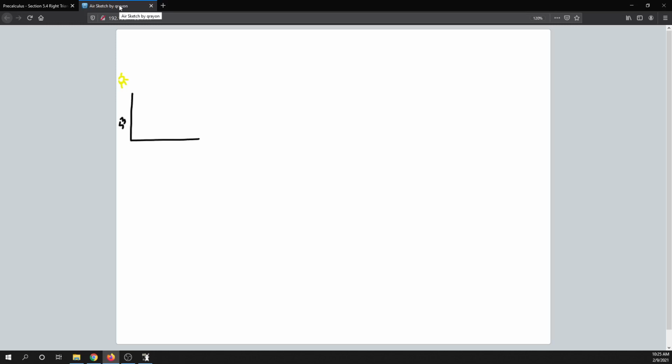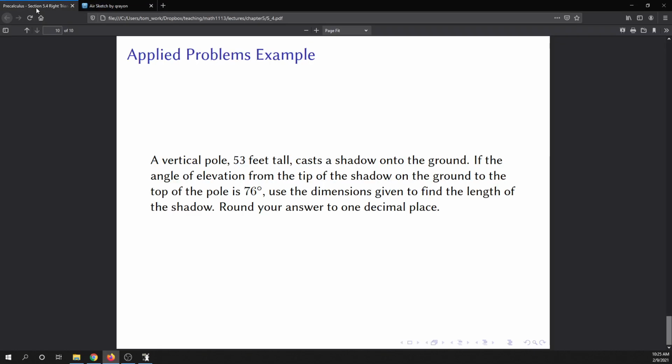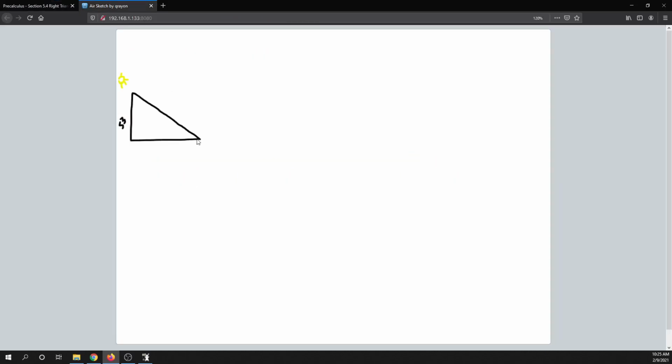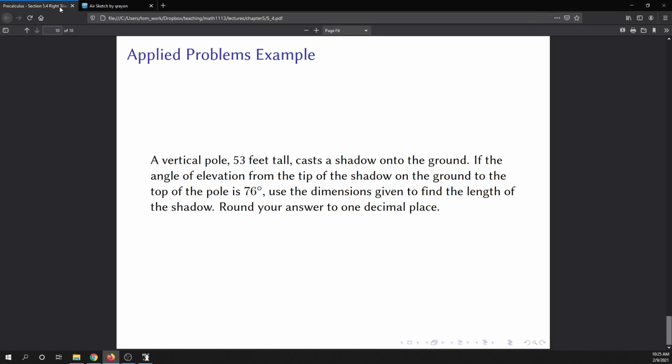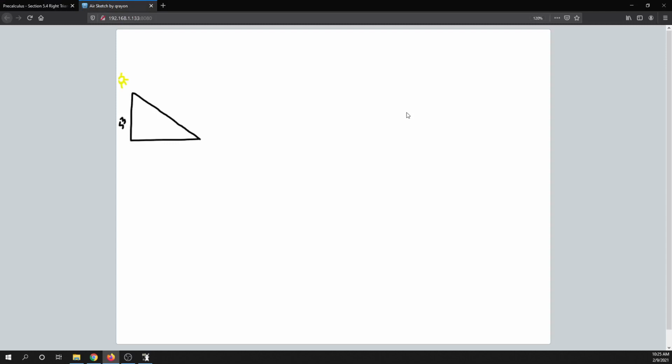So that shadow would go from the tip of this pole, and the shadow would be down here. So on the ground, the shadow's right here. So the tip of the shadow would be here. And they say that the angle of elevation from the tip of the shadow, so the tip of the shadow is down here, looking up at the top of the pole, is 76 degrees.